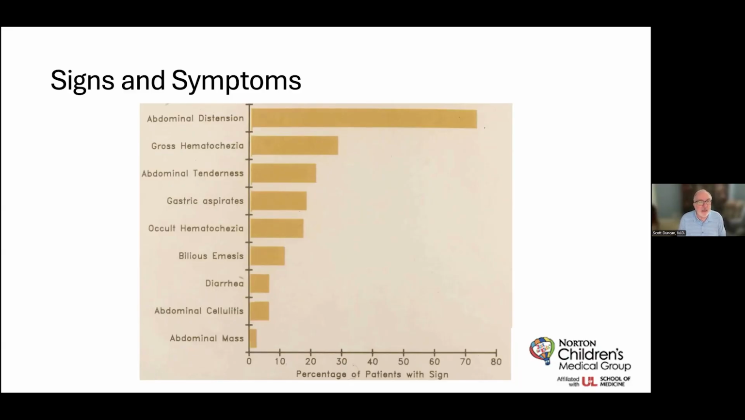You can also see diarrhea, which is also nonspecific. They can be related to feeding intolerance, formula intolerance, carbohydrate intolerance in our formulas. You can see that abdominal cellulitis, we saw the erythema and the mass. And you can see that these signs and symptoms decrease in frequency.